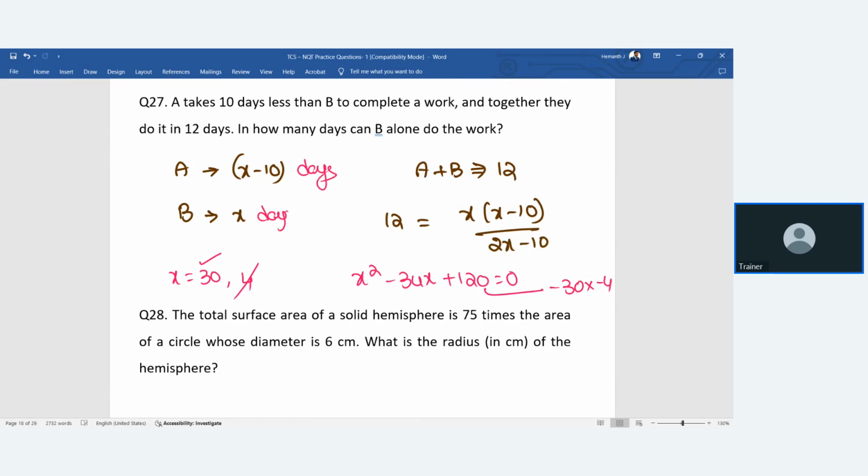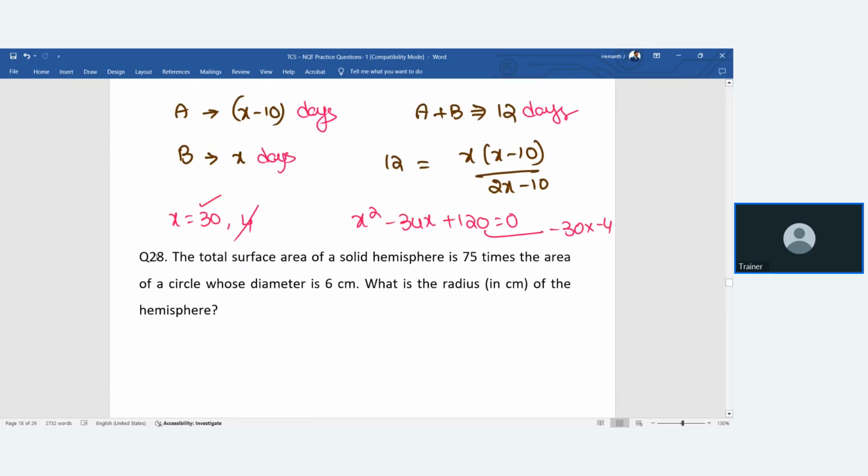There are two values, sir. 4 is also satisfied, okay, mathematically fine. But together they did it in 12 days. Alone, 4 days is not acceptable. That's why we are going with the x value as 30.